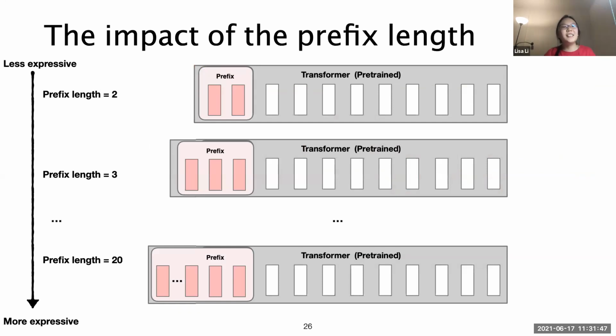So here's an ablation study on the impact of prefix length. As Jonathan has said, more prefix length means more expressive. Prefix length here means the number of prepended slots that have trainable activations. And we have this axis of expressiveness. On the top, we have a prefix length of 2, which is expected to be less expressive than a prefix length of 3, etc.